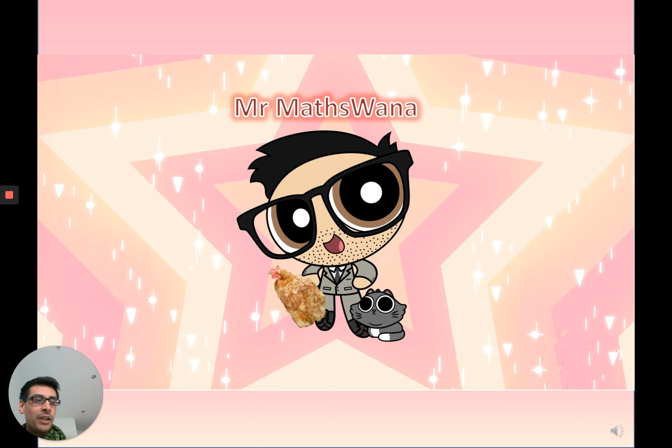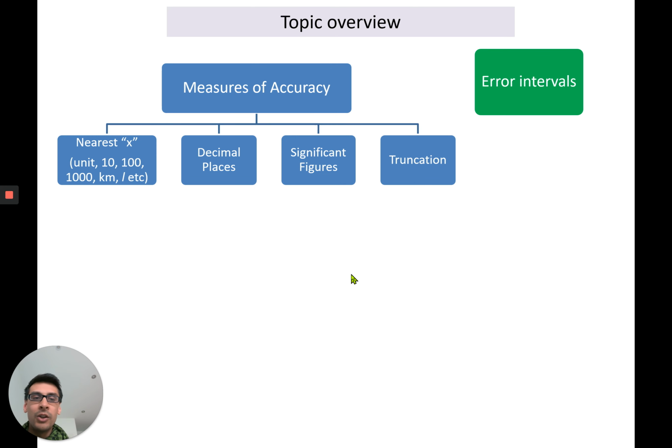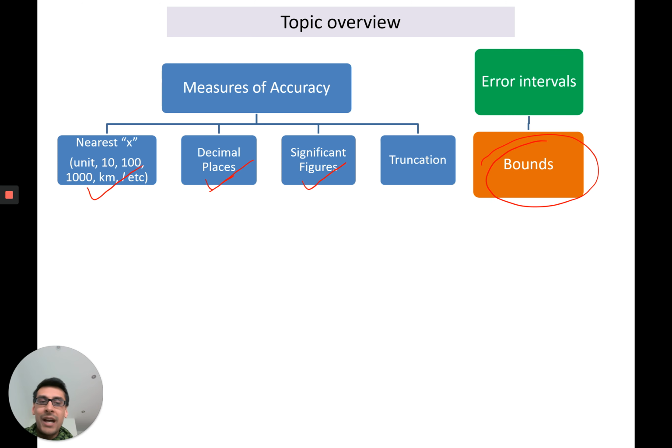We are going to be looking at error intervals now. Okay, so this is a bit of a cheat because technically I taught you error intervals in the first lesson, so I'm just going to bring out the definitions here. So we know how to round to significant figures and decimal places. We know how to find bounds, although you haven't done any practice on that yet.